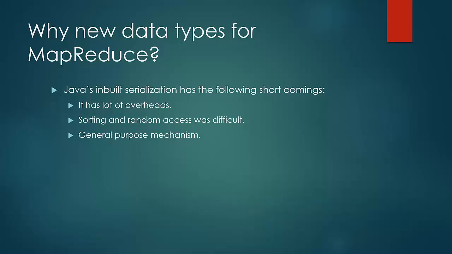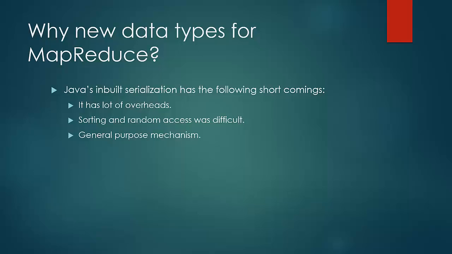First and most importantly, it wasn't compact. It had overheads when the data was serialized. Java serialization would send the metadata like the class definition along with the data sent. This considerably increased the serialization size and also increased the processing time.